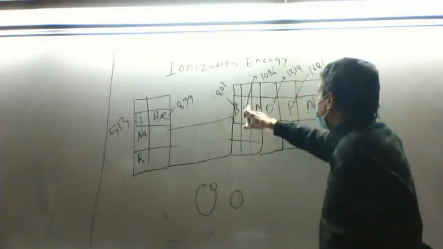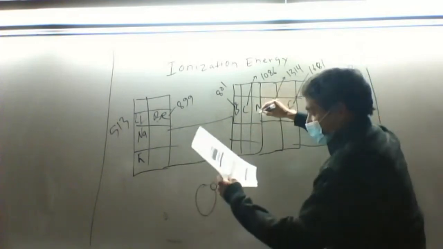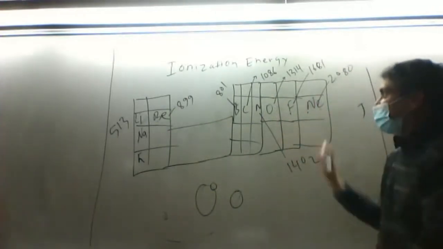It should be more. And then the nitrogen. I didn't write the nitrogen, I guess. So nitrogen was 1402. So there are some anomalies.